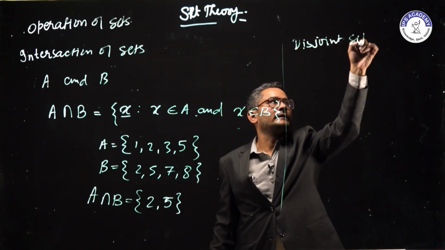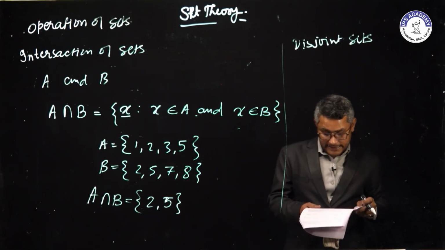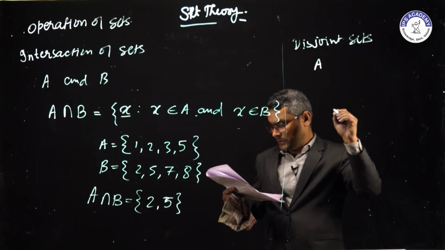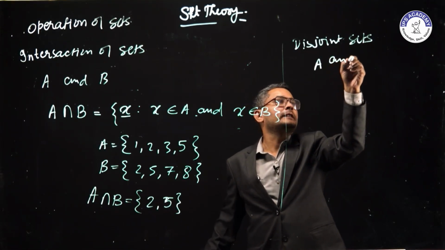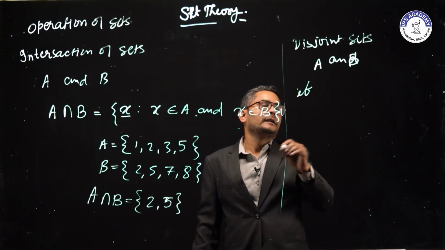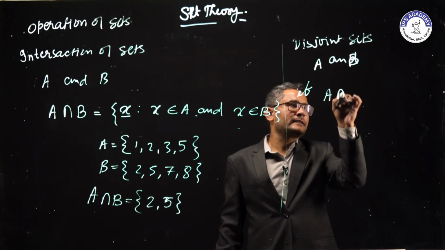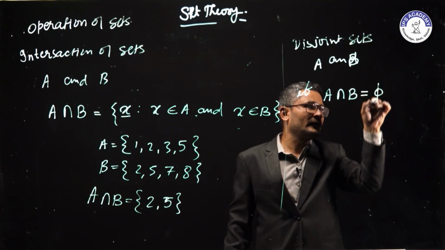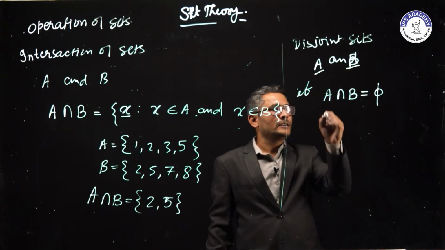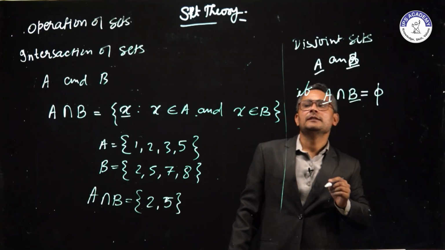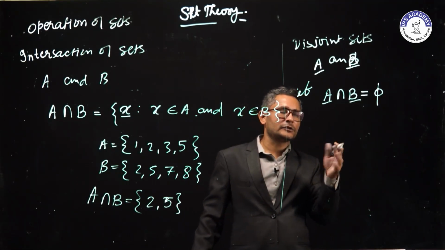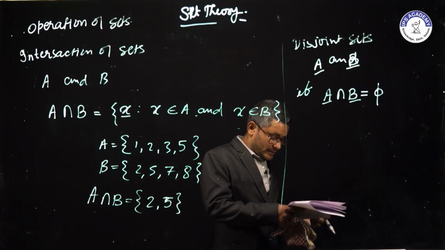So what are disjoint sets? A and B are two sets. These are known as disjoint if A intersection B is phi. If A intersection B is phi, then the two sets are known as disjoint sets. That means no element of A matches an element of B. There is no element which is available in A that is also available in B. If there is no common element in A and B, then A and B are known as disjoint sets.